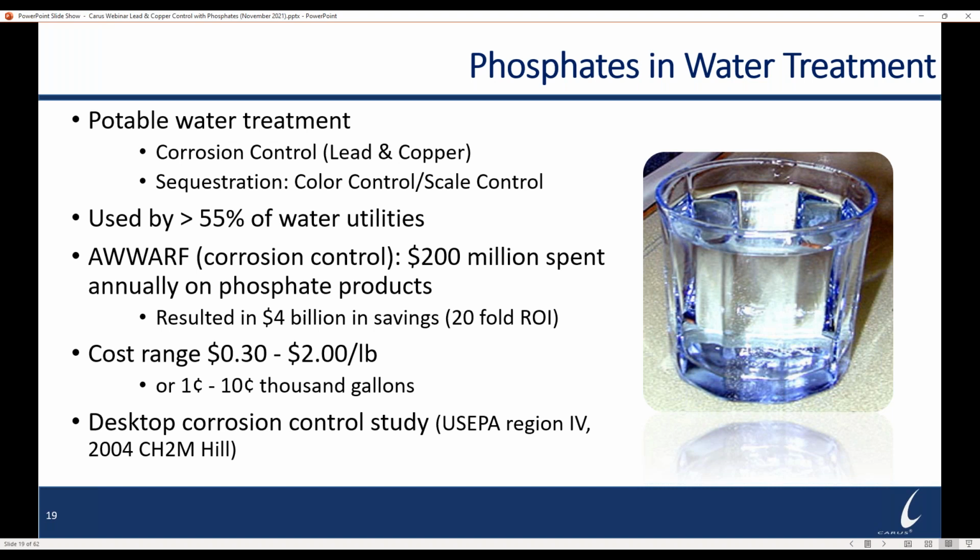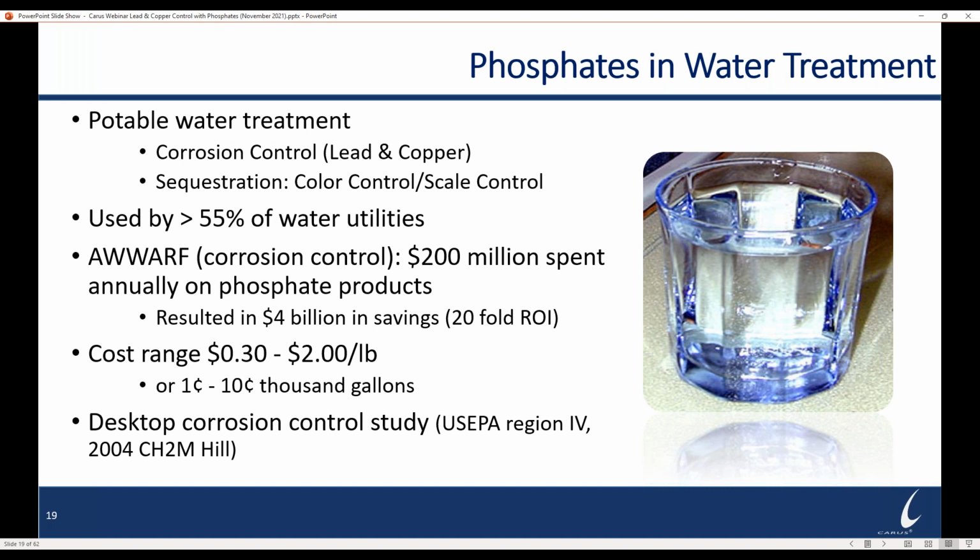Now, when we talk about phosphates in drinking water treatment, we're really talking about two applications. We're talking about corrosion control, specifically for lead and copper, and we're talking about sequestration, which would be tying up iron and manganese for color control or tying up calcium carbonate for scale control. In the US, approximately 55% of all water utilities use some type of phosphate product for either corrosion control or sequestration. In the US, AWWA says that there's roughly $200 million spent annually on phosphate products.